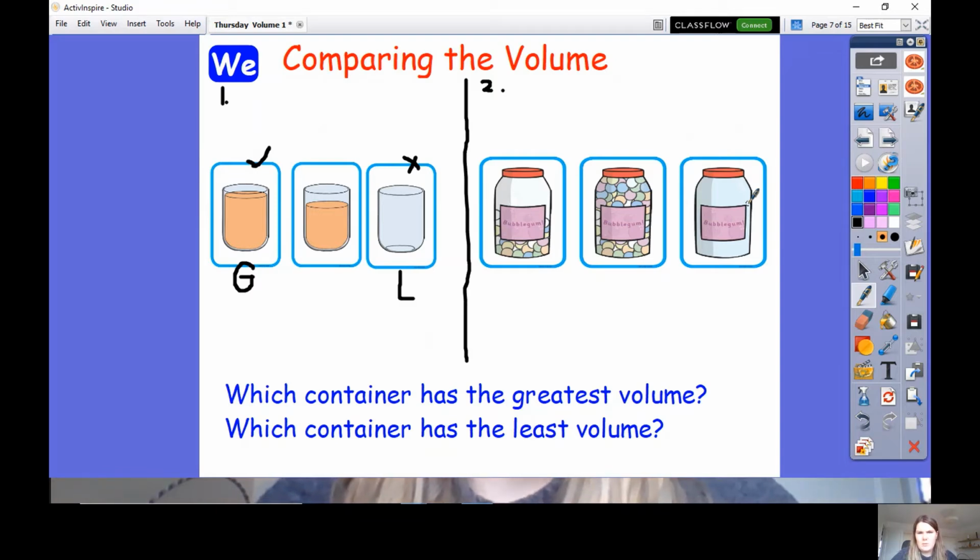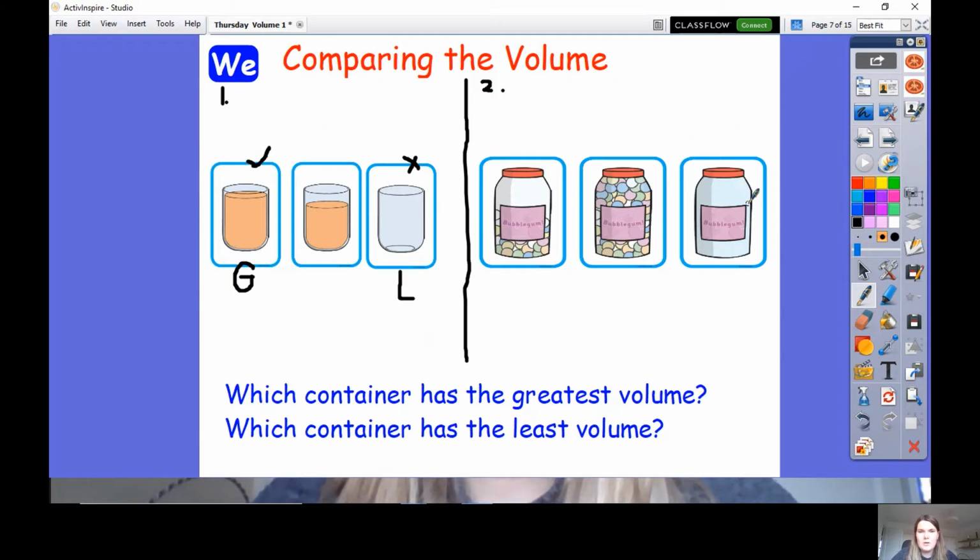Okay, you're going to have a go with the bubblegum containers now. I want you to think about which one has the greatest and which one has the least. All you have to do is tell it to the screen, putting me on pause, which has the greatest, which has the least. Off you go.